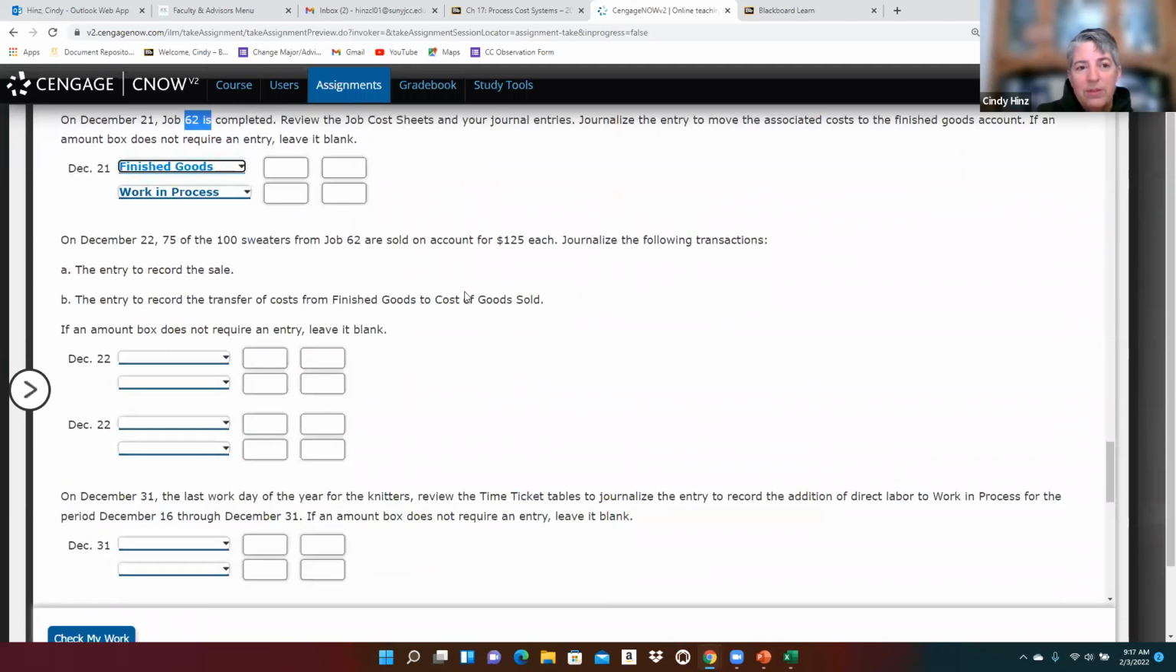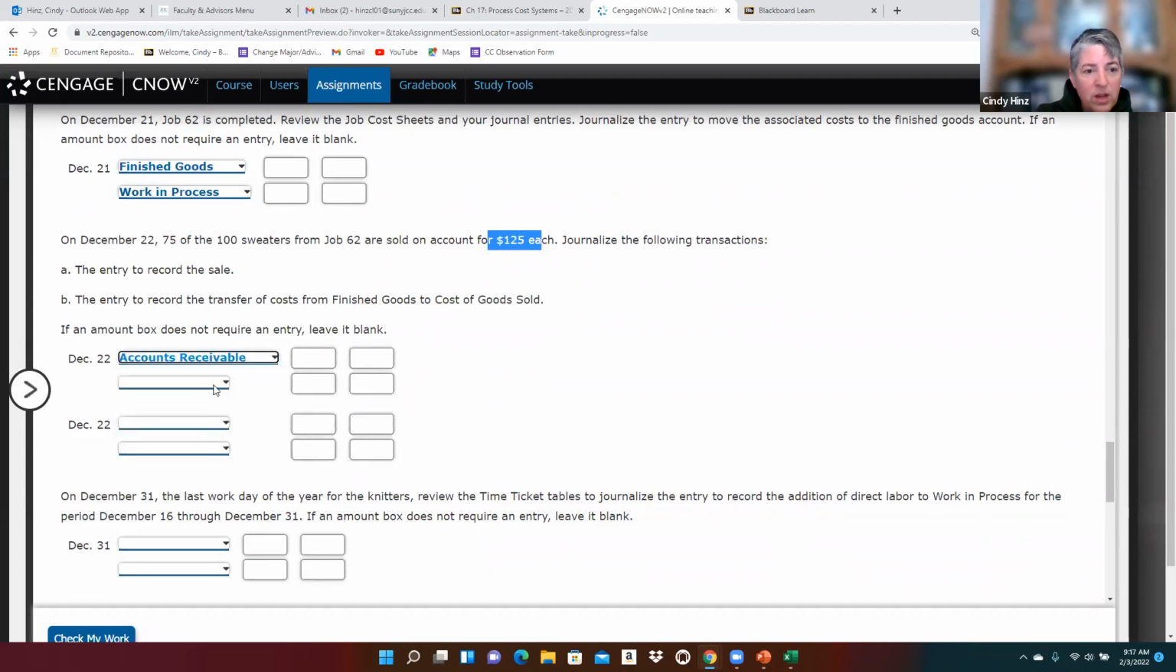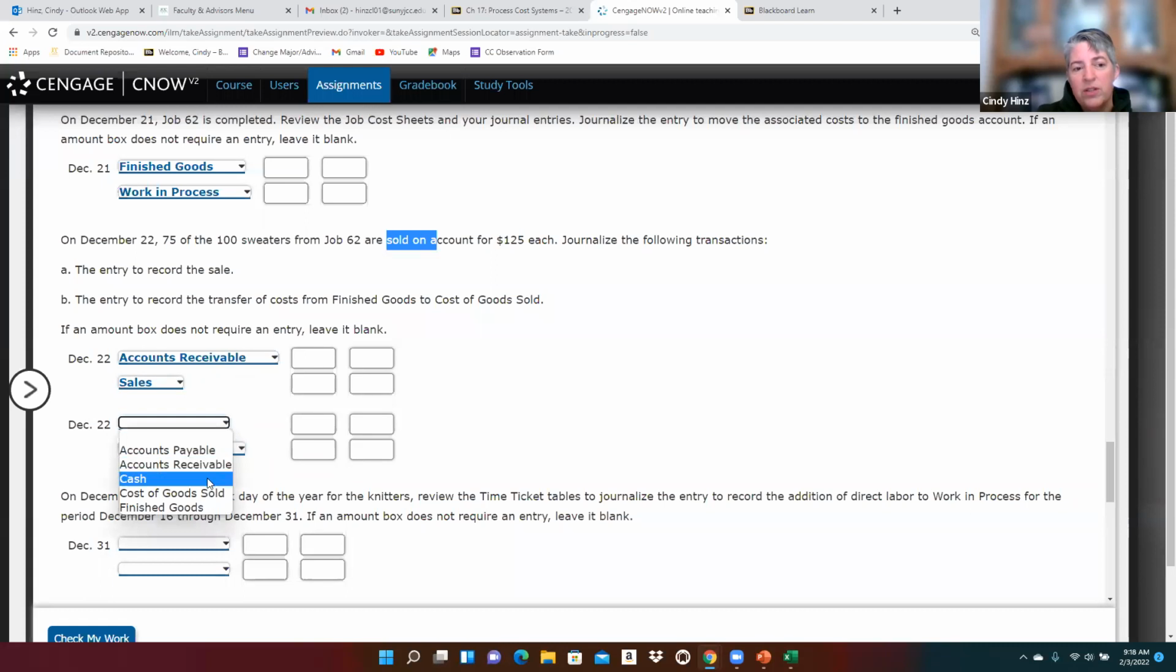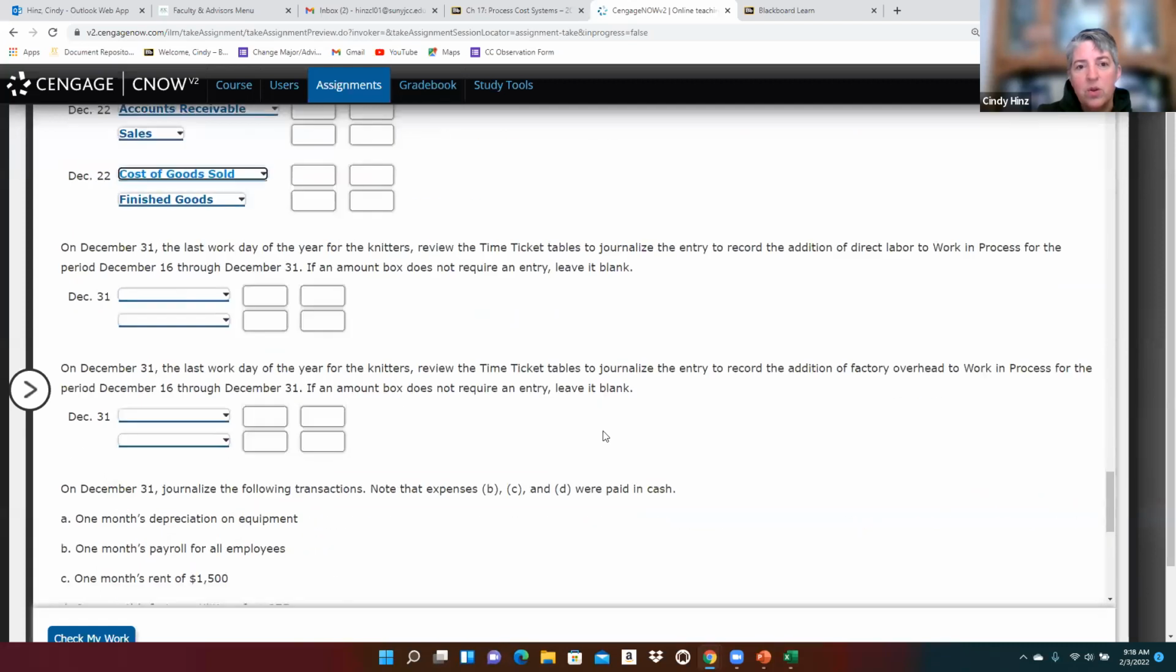Then it tells you that job 62 was sold. It tells you how much it was sold for. So we're going to record the revenue, and I'm going to assume it was on credit. I don't see where it says that. Oh yeah, sold on account right there. So we're going to record the revenue for that. And then we have to record that we no longer have that product. So we need to move it out of finished goods into cost of goods sold.